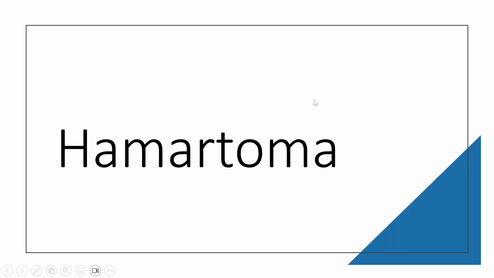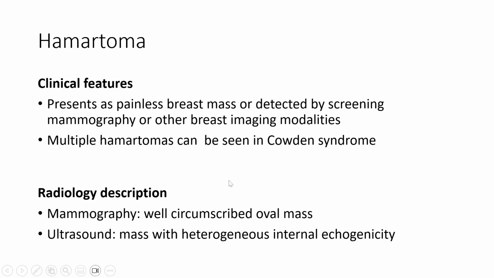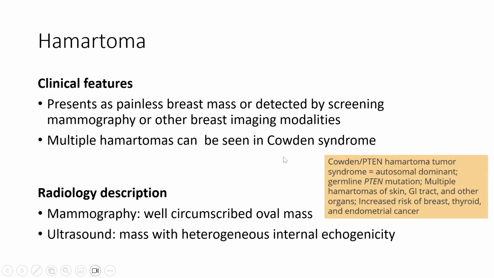So the next entity is an easy entity, that's a hamartoma. For the hamartoma, also a well circumscribed, often encapsulated mass, and usually the radiology can tell us the diagnosis. But if they cannot tell us, then we may have a biopsy. Let's talk about the clinical feature first.